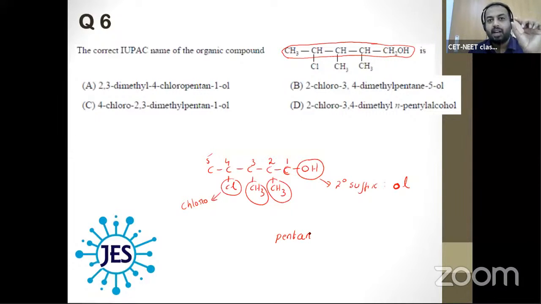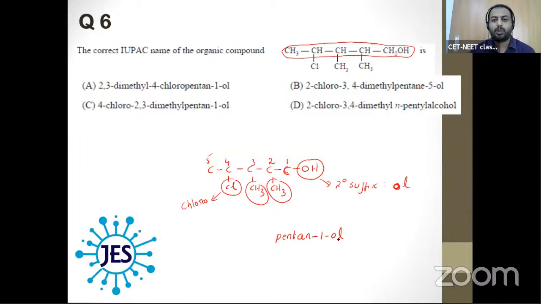Pentane: the last letter e, you should drop it whenever your secondary suffix starts with a vowel. Please keep in mind that small rule, okay? Pentane. Now, what is its position? First carbon, 1-ol. Pentan-1-ol.